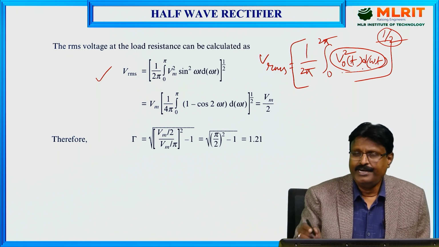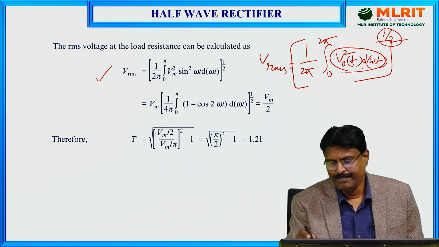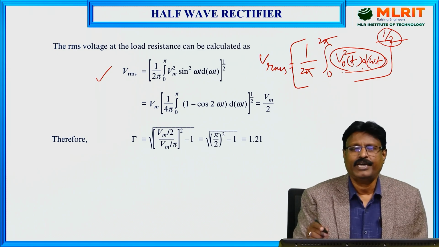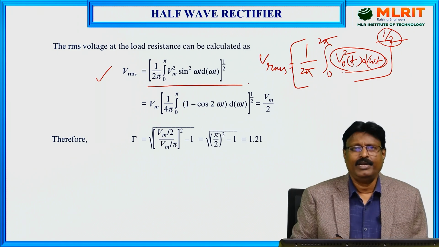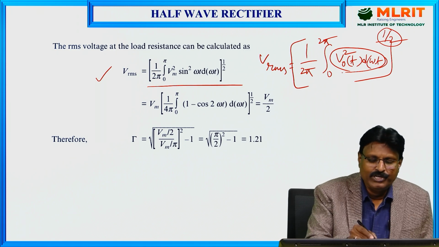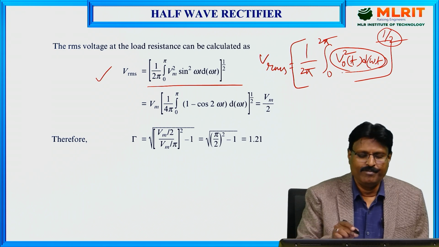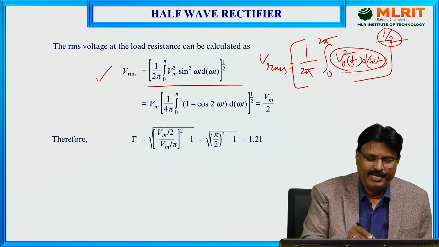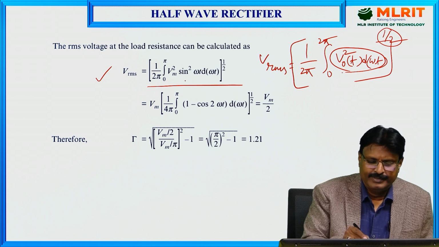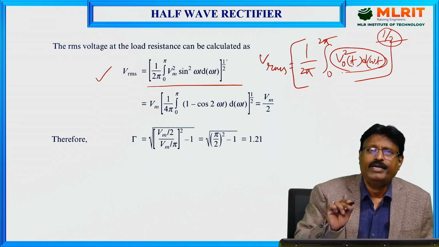And already I said, whenever omega t is between 0 to pi, V naught of t is equal to Vm sin omega t, otherwise it will be equal to 0. So I am writing the formula like this: 1 by 2 pi integral 0 to pi. I am not taking the second integral part, pi to 2 pi, because the output voltage there will be equal to 0. So 0 to pi Vm square sine square omega t d of omega t, whole to the power of 1 by 2.